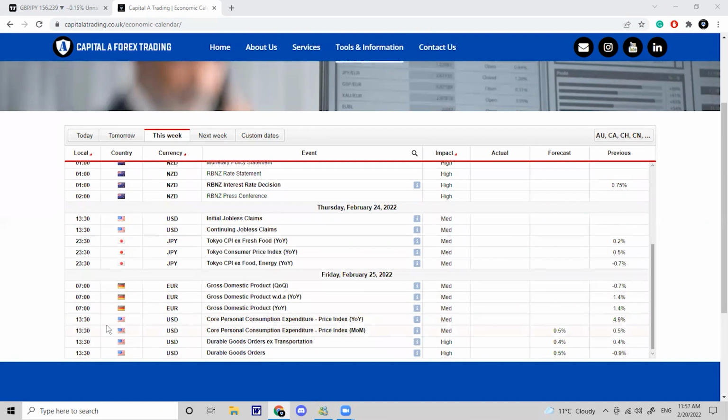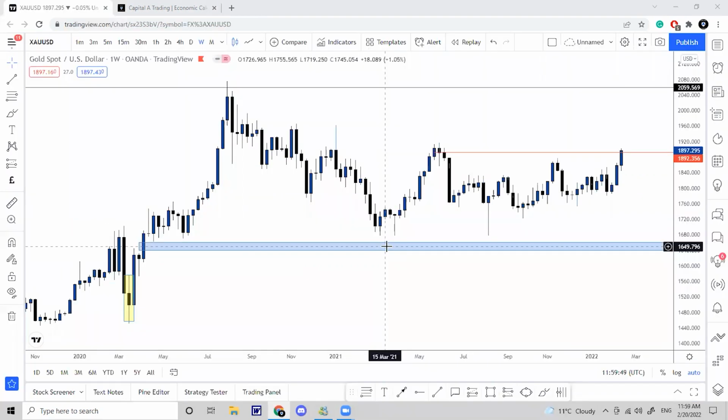So with that, let's get into the charts. Before we get into the currencies, I'm going to take you through gold, the US 30 and the UK 100. They all did some interesting things last week, and now I'm going to show you what I believe the move is going to come from this week.